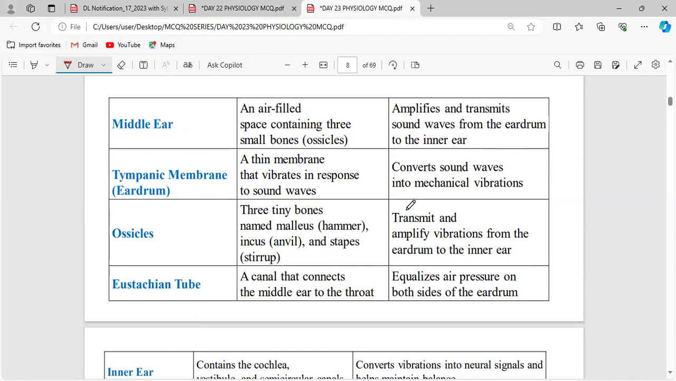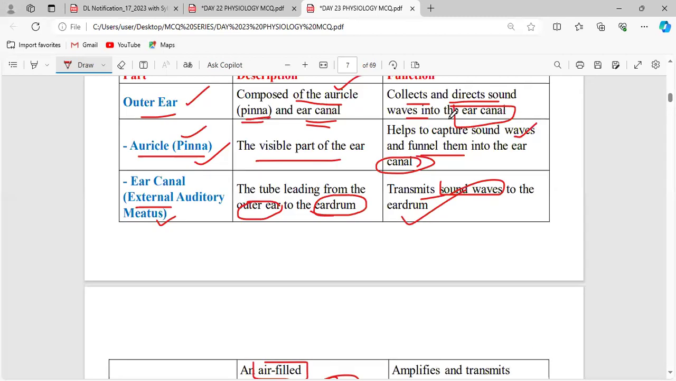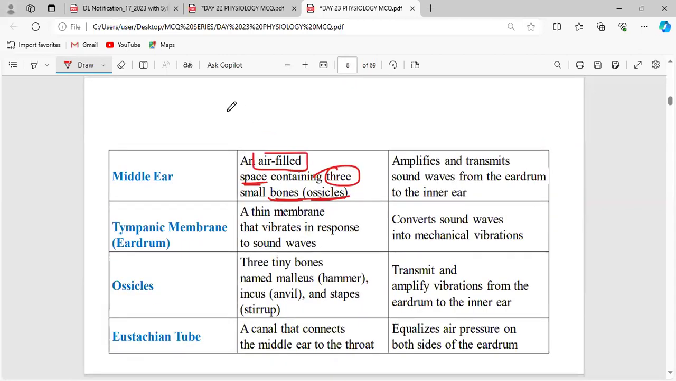Okay. Now the middle ear, what are all the structures? What is the function of this middle ear? It is an air-filled space. It contains three small bones, which are collectively called the ossicles. And what is the function of this middle ear? See, the outer ear is getting these sound waves and it has to be transferred to the middle ear.